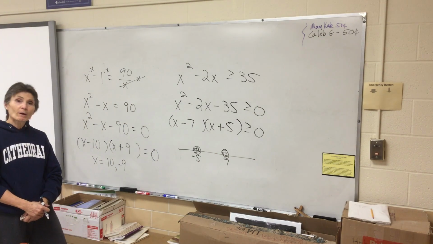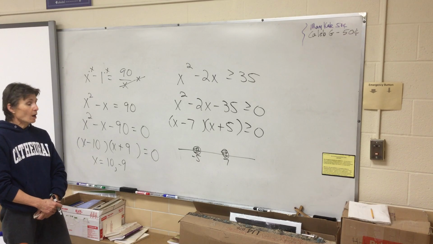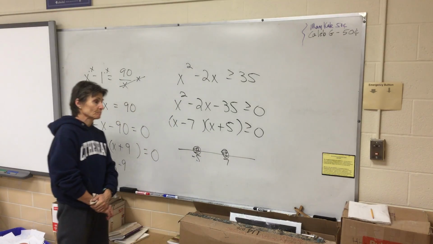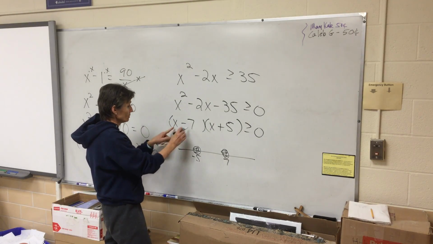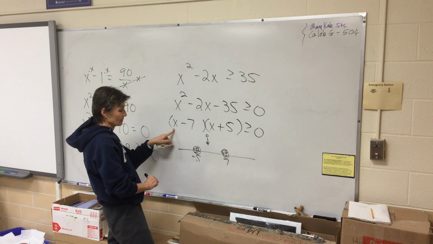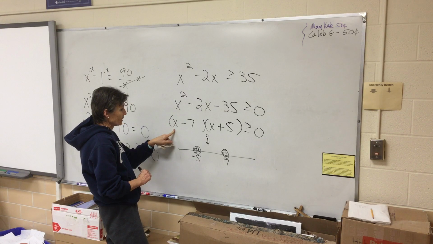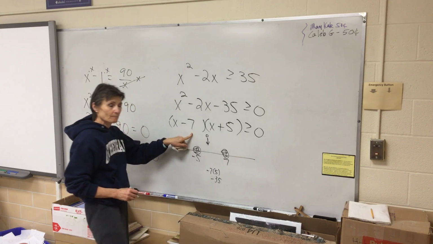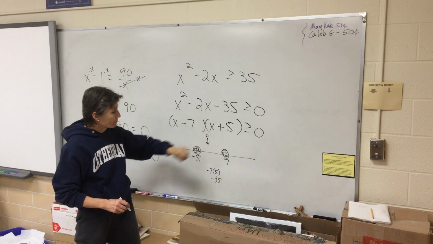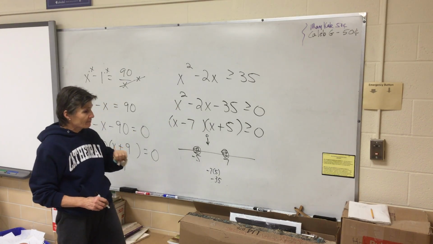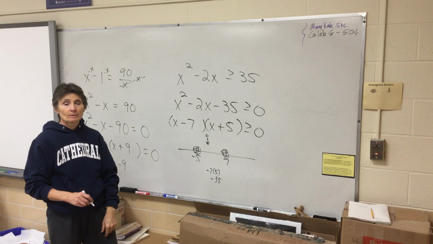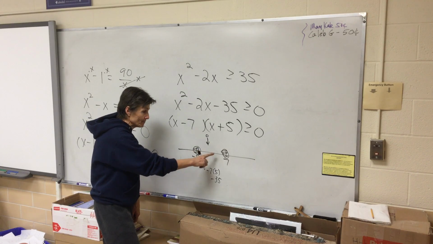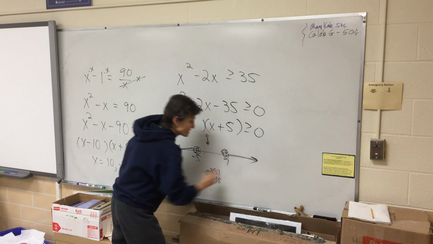And now I have to figure out where I'm going to shade. So I'll pick 0 because that's what I picked, but you can pick any number you want except -5 or 7. And I'm going to put in 0, so 0's in here between -5 and 7. So that gives me -7 times 5, -35. If I put in 0, I get -35. Is that bigger than 0? Well, no. So I do not shade where I picked my number from. That means this is shaded and this is shaded.